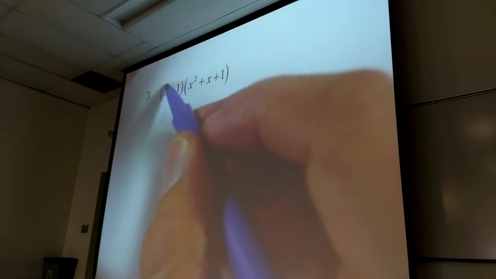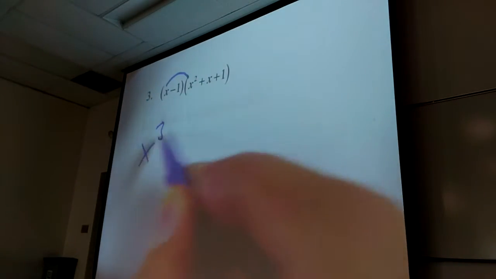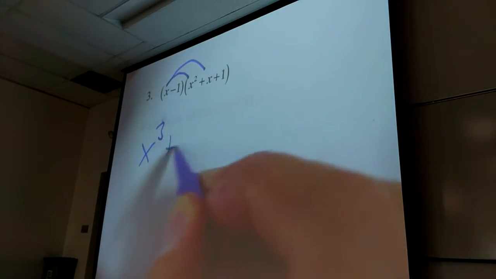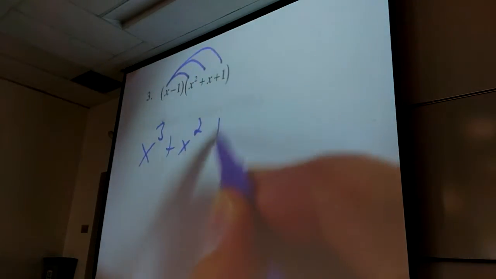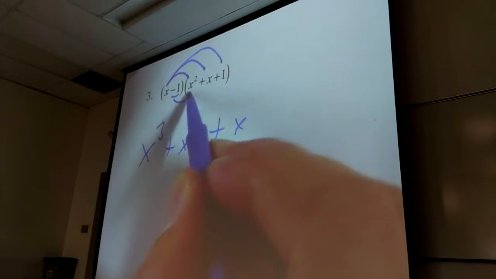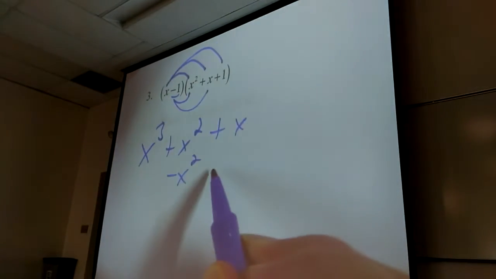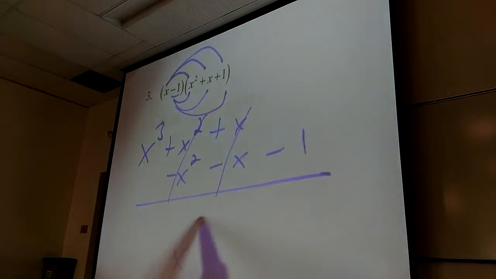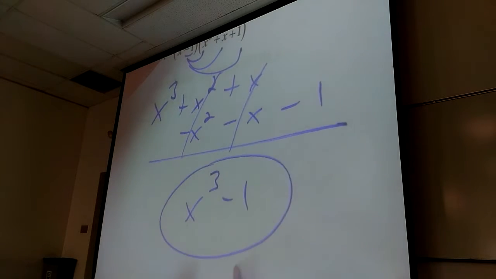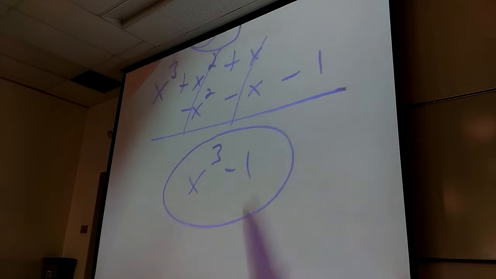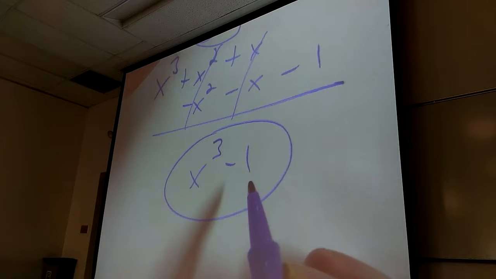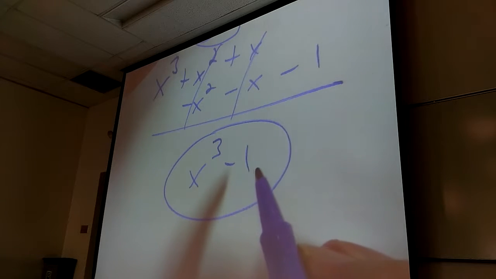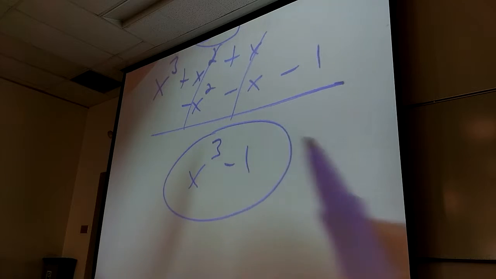Number 3, the same kind of thing should happen. So you get x cubed plus x squared plus x, and then minus 1 gets a turn. Minus x squared minus x minus 1. And what do you think us creative geniuses, us mathematicians, call this? The difference of cubes. Because what's 1? 1 cubed. X cubed is x cubed.